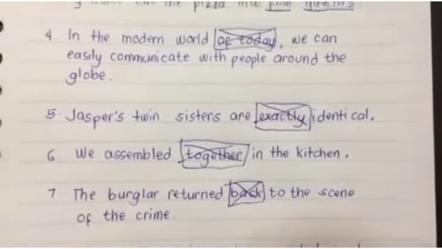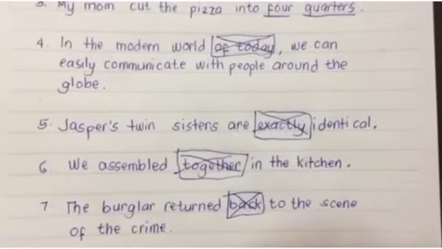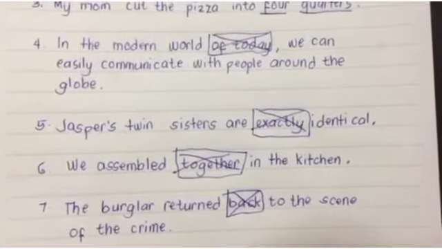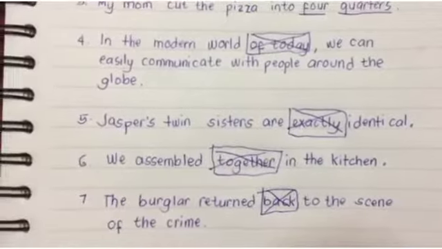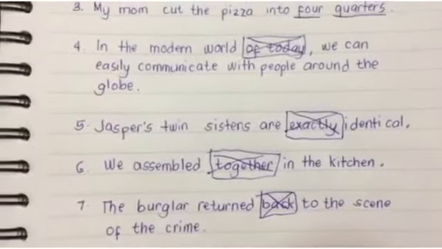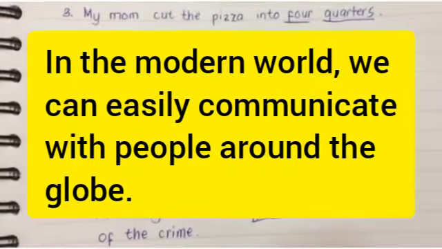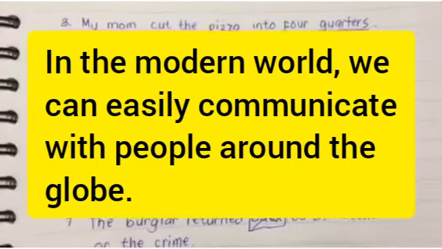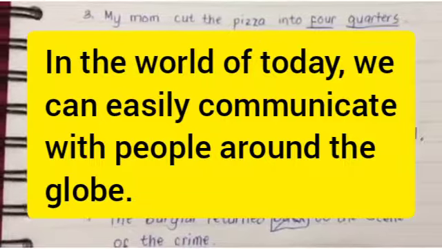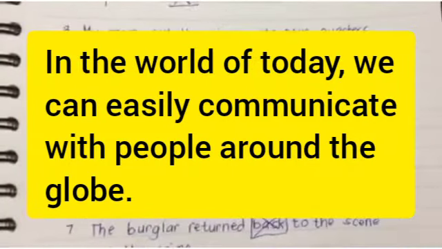Now, let's move on to sentence number 4. We have, in the modern world of today, we can easily communicate with people around the globe. Okay, so what is the unnecessary repetition here? Well, of today is not necessary anymore, so we cross it out. We can just say, in the modern world, we can easily communicate with people around the globe. Actually, you have 2 options. You may also say, in the world of today, we can easily communicate with people around the globe. That is enough.